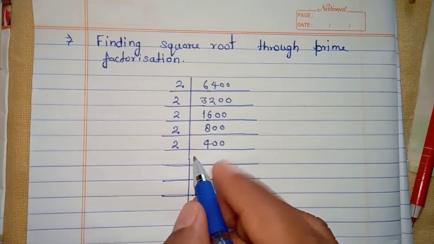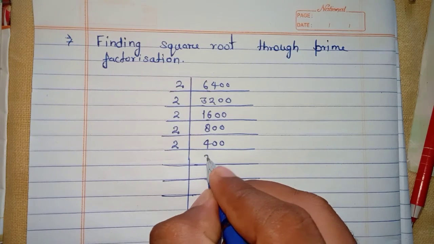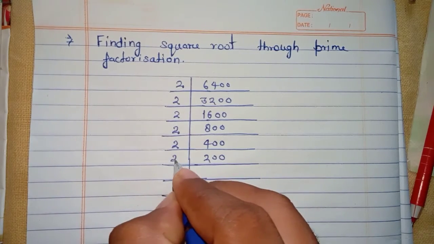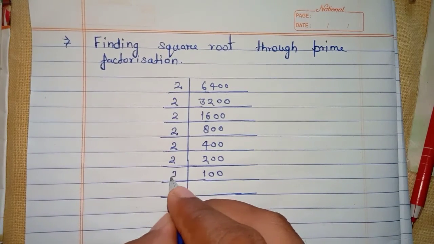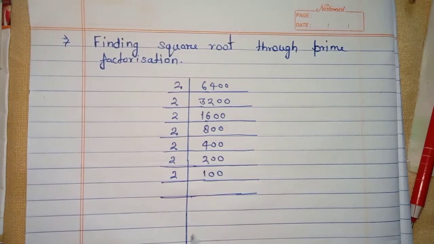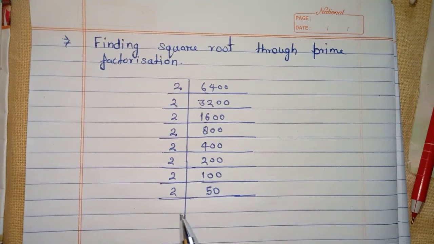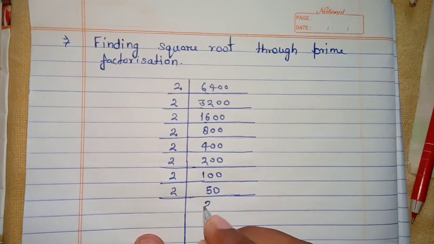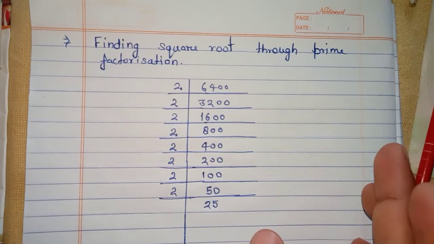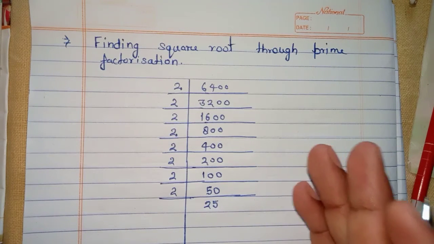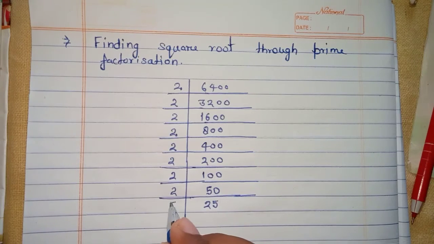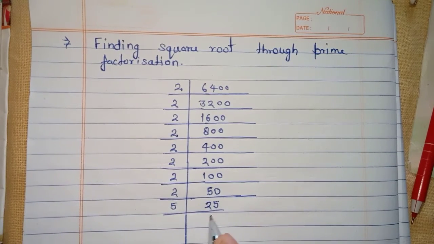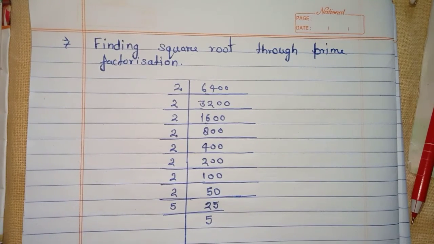It is still divisible by 2. Now it is 200. Divide this by 2. Again you have 100. As long as it is divisible by 2, we have to divide. We get here 50. Still this 50 is divisible by 2. Write here 25. 25 is not divisible by 2. Now we select the next prime number, which is 3. And 3 also can't divide this 25. The next prime number which we have is 5. And 25 is divisible by 5. Write here 5. The quotient 5 comes here.